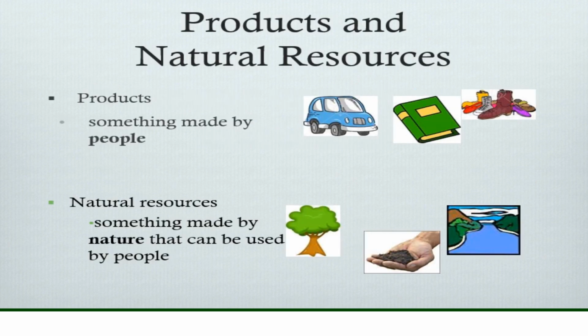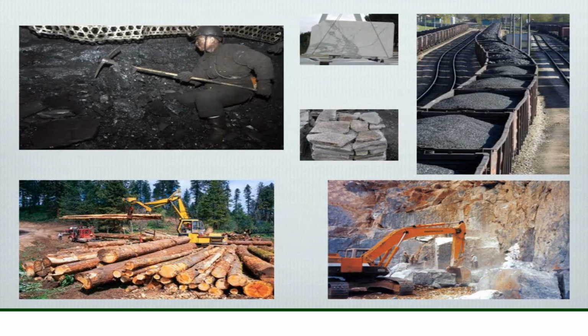Products and natural resources. Okay, so remember, a product is something that is made by people using the resources available. A natural resource is something that comes directly from nature. People in the Northeast use natural resources to get the things that they want to make the goods to sell. The Northeast region has a lot of forests, and logging is an important industry there.